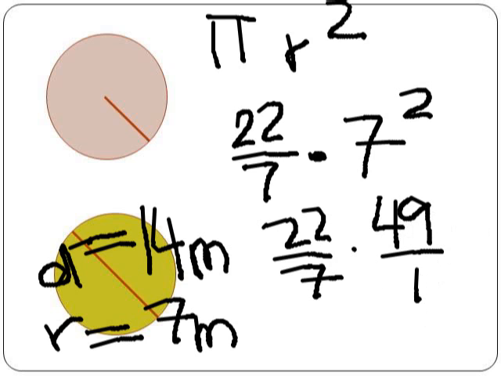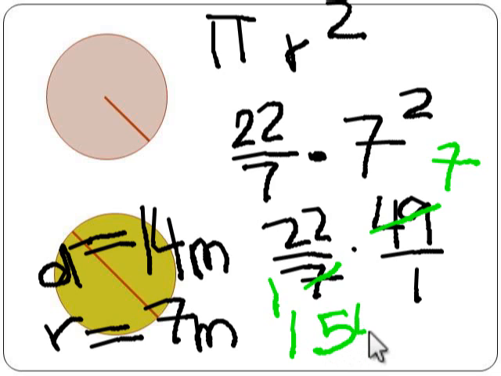And we can do our wonderful canceling that we learned. And so the 7 turns into a 1. The 7 divided by 7 is 1. 49 divided by 7 is 7. And 7 times 22 is 154. And since we're counting squares again, when we're counting area, it's 154 square meters.